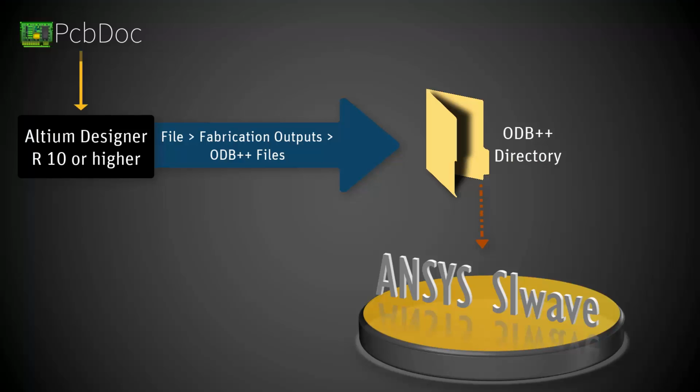Before we conclude Part 8, remember to use the File Fabrication Outputs route in Altium Designer, version R10 or higher, to generate the ODB++ directory and import it into ANSYS SIwave. Watch Part 9 to learn more about translation from Altium to ANSYS.